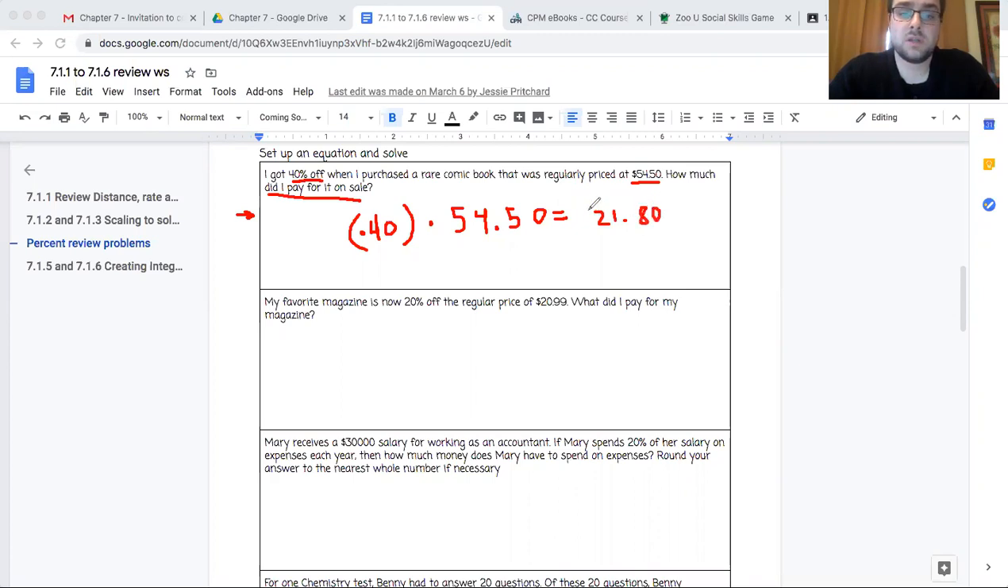Now, it's important that we do not take this as our complete answer because it wants to know how much I paid for it on sale. When you take your percent and multiply it by the whole price, you get how much money off. So now what do you have to do? You have to take 54.50 and subtract 21.80 from it to get the price you paid for the item, or this individual paid for the item.